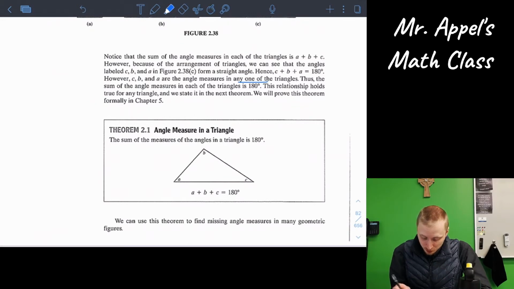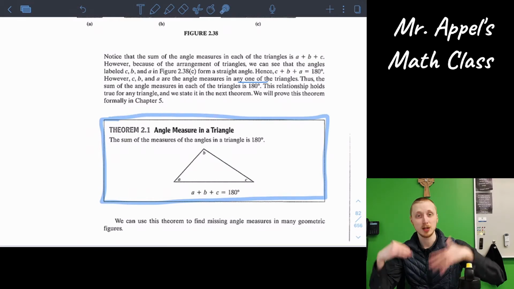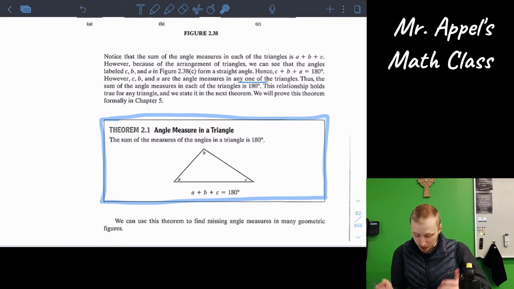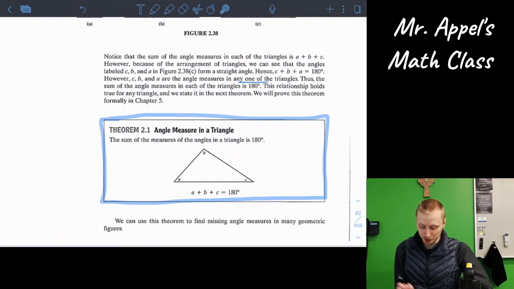Theorem 2.1. Remember, a theorem is something that we believe to be entirely true and accurate and can be proven based on prior definitions and postulates. The sum of the measures of the angles in a triangle is 180 degrees. A nice picture there.